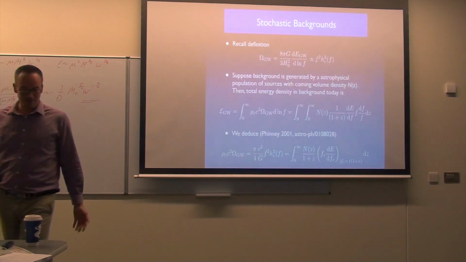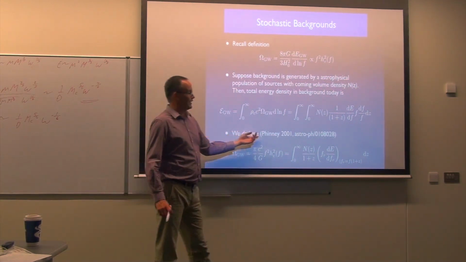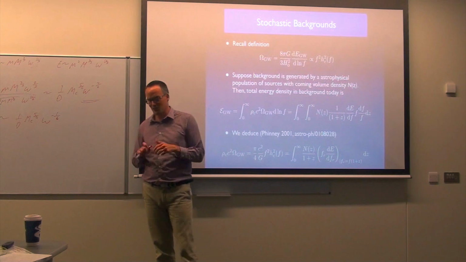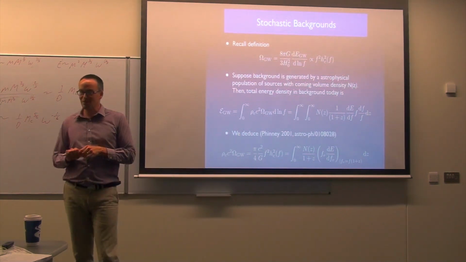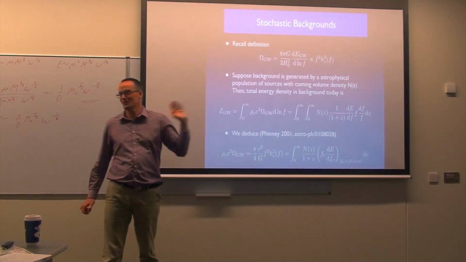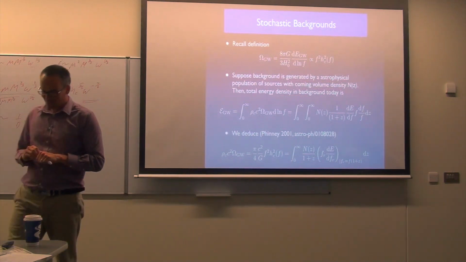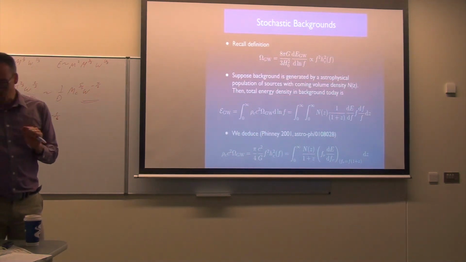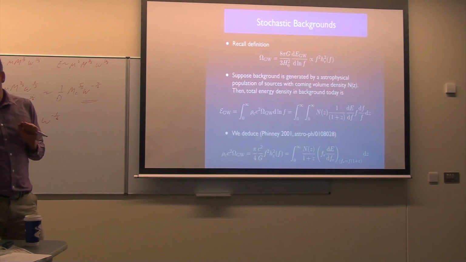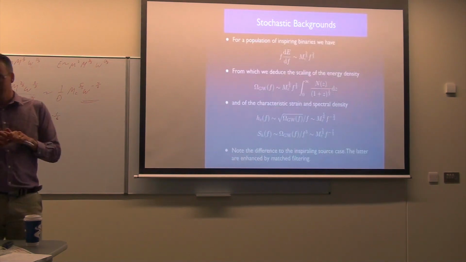This is a paper that only exists in the archive by Sterling Finney. It's called A Practical Theorem of Gravitational Wave Backgrounds. It's a very useful paper that many people have cited, but it was never published because having solved the problem, he was not sufficiently motivated to actually publish it in a journal.